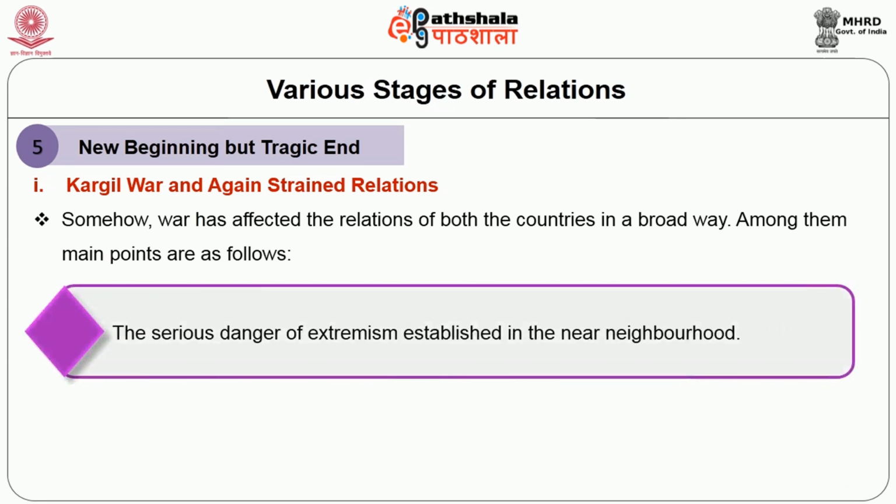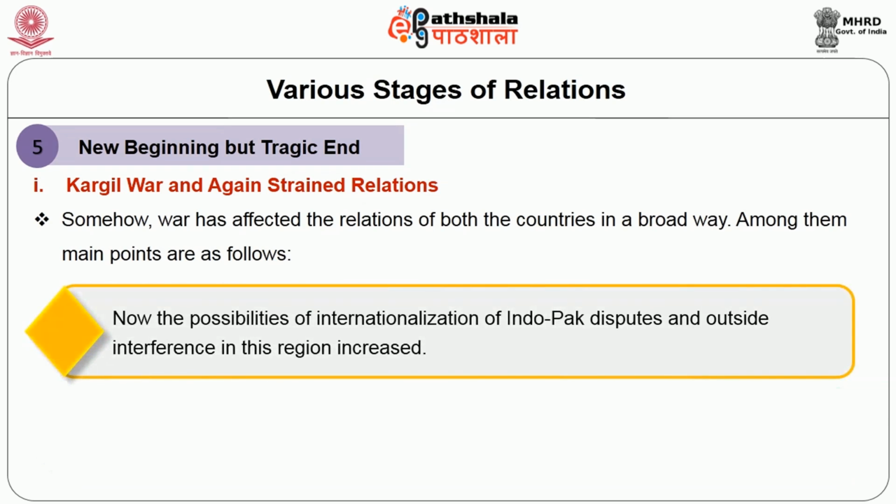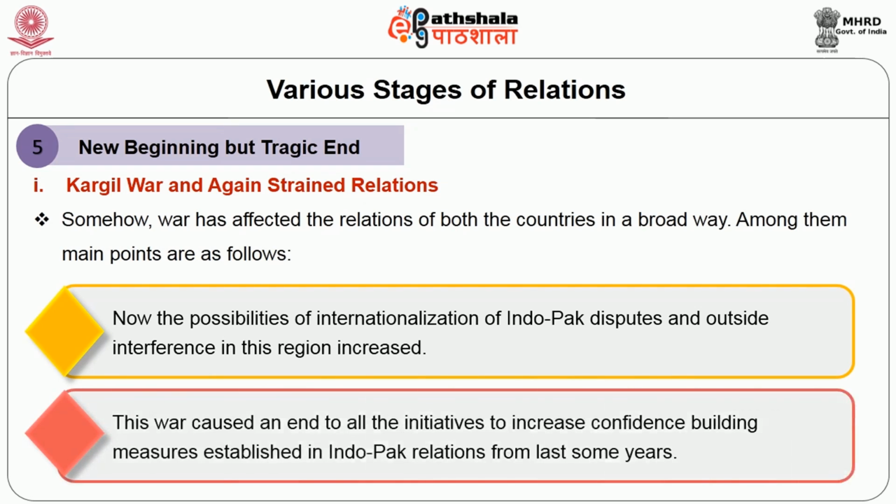The serious danger of extremism was established in the near neighborhood. Through the coordination of Mujahideen, Taliban and many Islamic organizations by Pakistan, this crisis, being limited not to the boundaries of both countries only, became the most serious by associating itself with Western and Central Asian republics. Now, the possibilities of internationalization of Indo-Pak disputes and outside interference in this region increased. This war caused an end to all the initiatives to increase confidence-building measures established in Indo-Pak relations over the last some years.